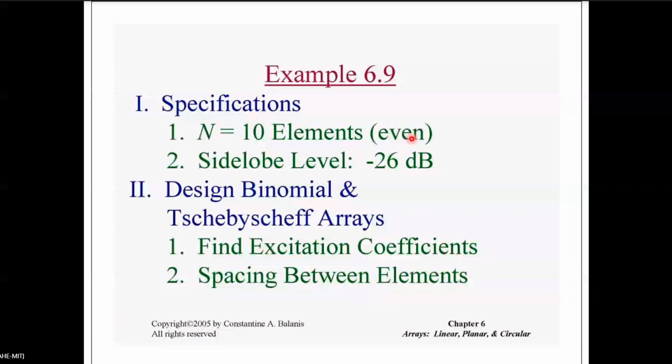Okay, have you got it? Shall I give the answer? Array factor of 10 is equal to A1 cos u plus A2 cos 3u plus A3 cos 5u plus A4 cos 7u plus A5 cos 9u. Have you got it?